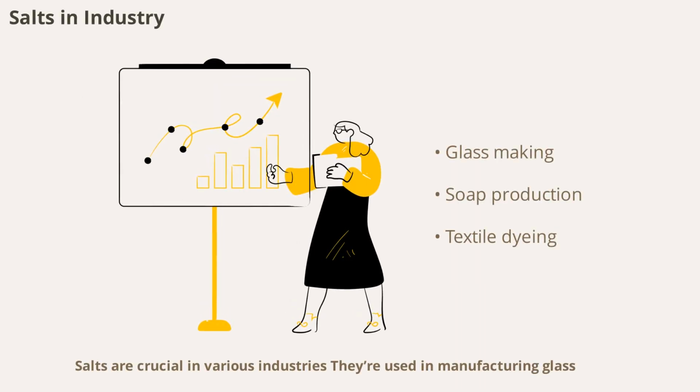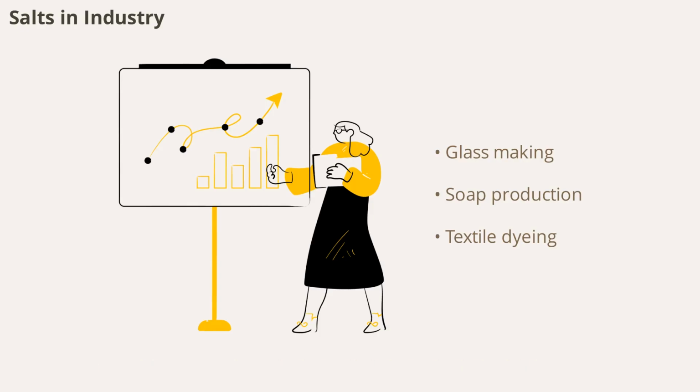Salts are crucial in various industries. They're used in manufacturing glass, soap, detergents, and even in the textile industry for dyeing fabrics. Salts also play a role in water treatment and food preservation. Their versatility makes them indispensable in modern industry.